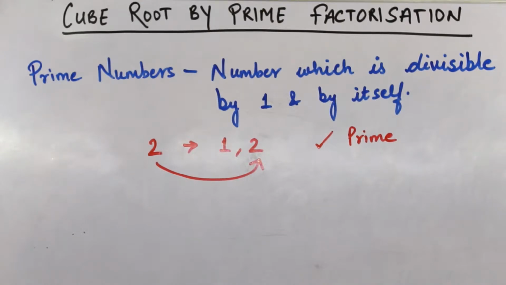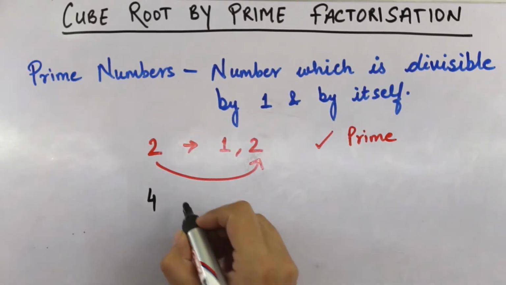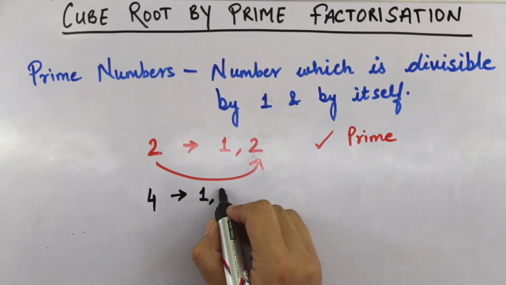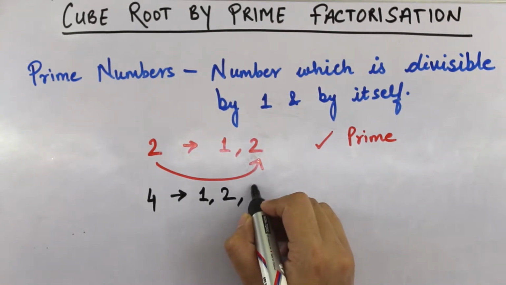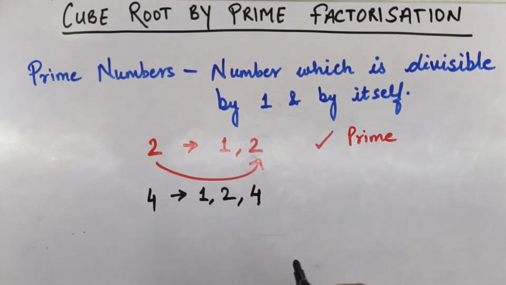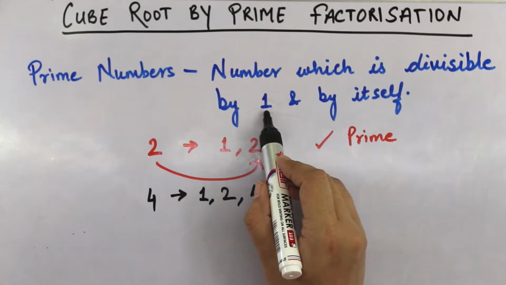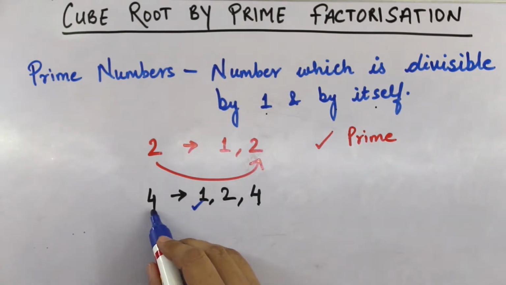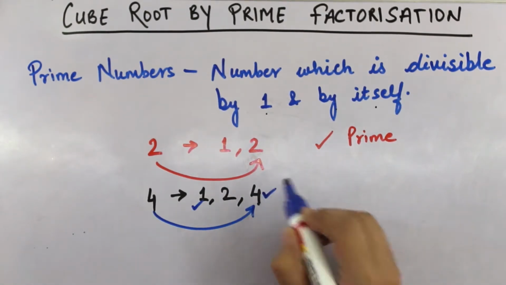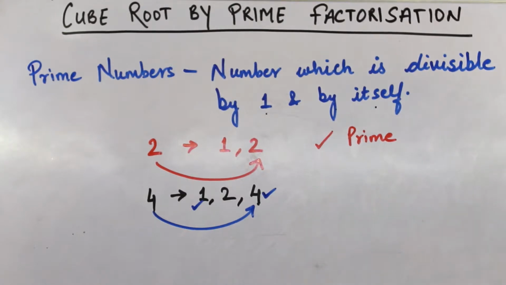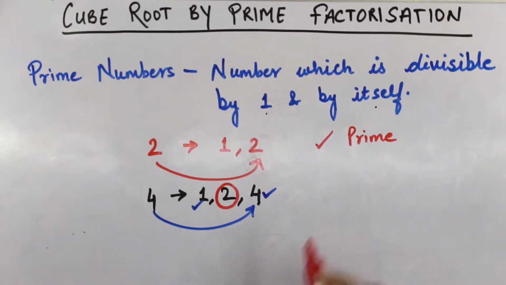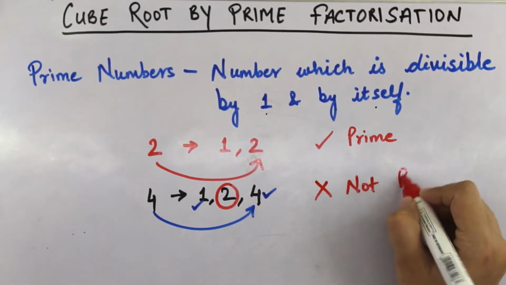If I take another example like 4. Now 4 can be divided by 1. It can also be divided by 2 and it can be divided by itself, that is by 4. Now in the definition we have that a number which is divisible by 1 and by itself. So 1 is there and the number 4, which means it is divisible by itself. But we see that there is one more number, 2, by which 4 is divisible. So 4 is not a prime number.